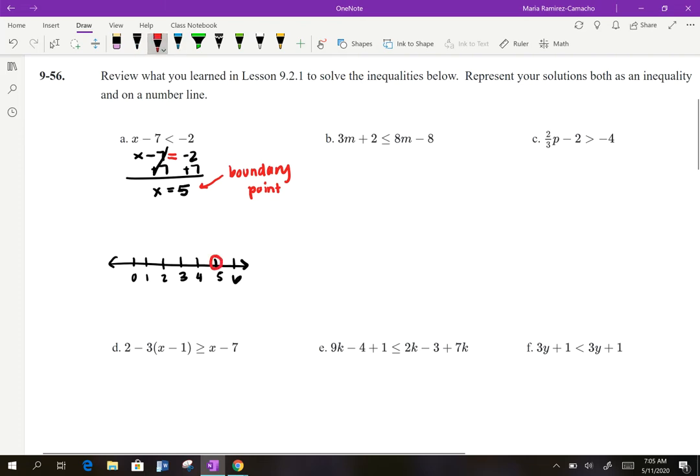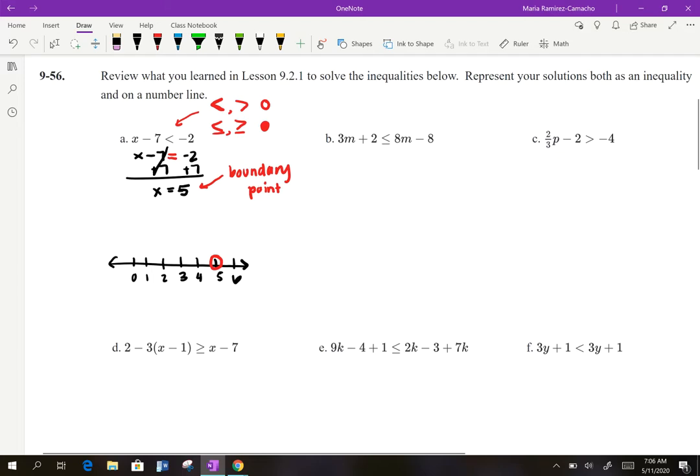Now, whether it's an open circle or a closed circle depends on the inequality symbol. If it's the less than or greater than, it's an open circle. And if it's less than or equal to or greater than or equal to, it's a closed circle. So in this case, it's an open circle. And now I have to test points on either side of my boundary point. So a point on this side and a point on this side, and then whichever point makes the inequality true is the direction in which we shade.